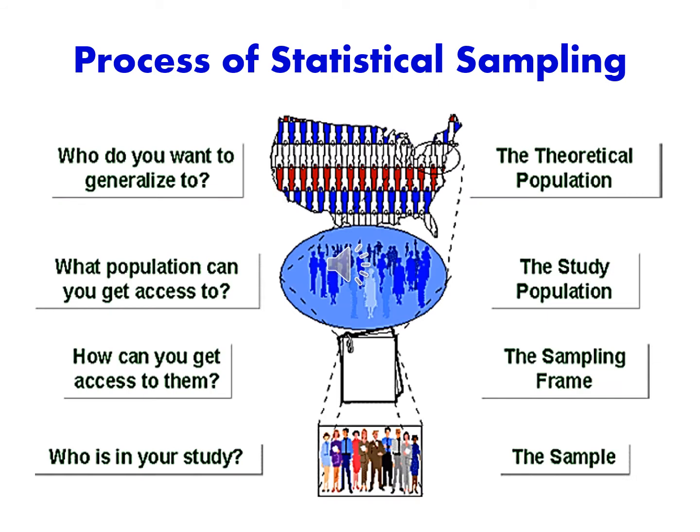This picture is very much self-explanatory. However, if you look from the left, what do you want to generalize to? This is the one question which helps you identify the theoretical population of concern, or the study population. While what population can you get access to defines exactly the population you will be targeting, and how you can get access to them.